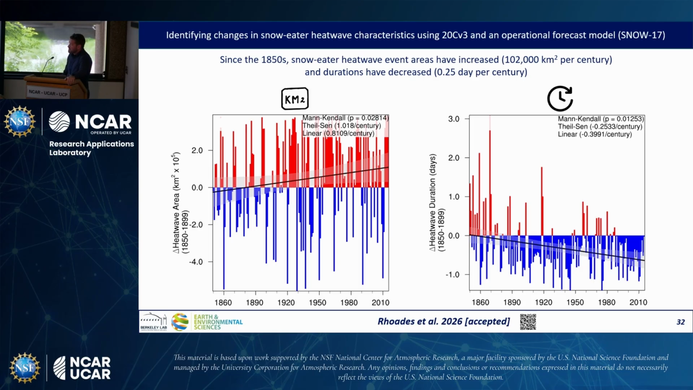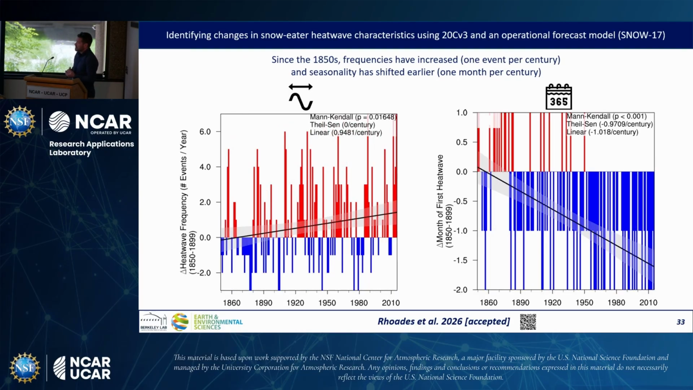So now going back to the 1850s, this is showing trends in the characteristics of these snow heat wave events. Since the 1850s, on the left here, that's showing snow heat wave average area, masked again over the mountainous regions. These snow heat wave events have increased in area by about 102,000 square kilometers per century, a statistically significant increase since the 1850s. Their durations, interestingly, are shortening by about a quarter of a day per century. So you're getting larger areas, but shorter durations.